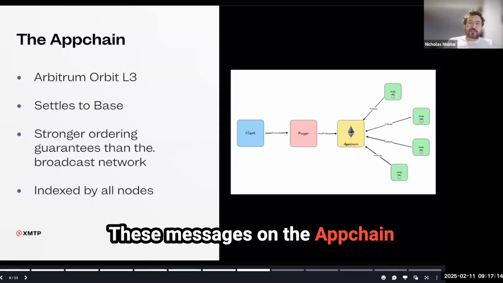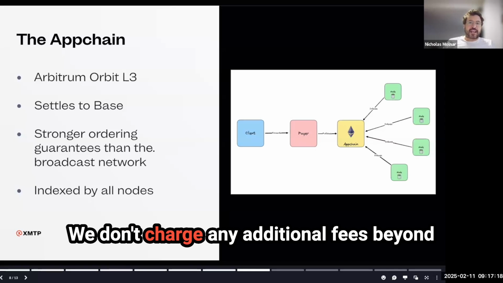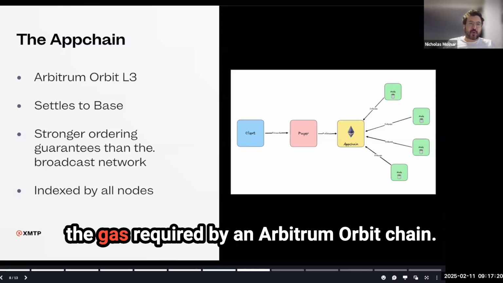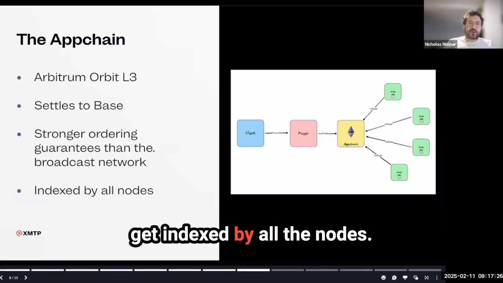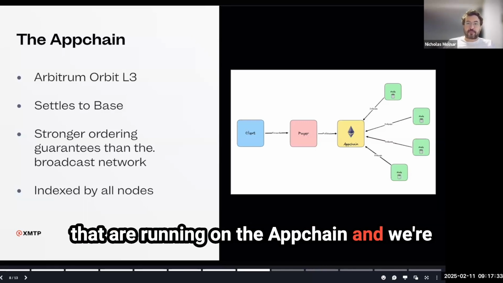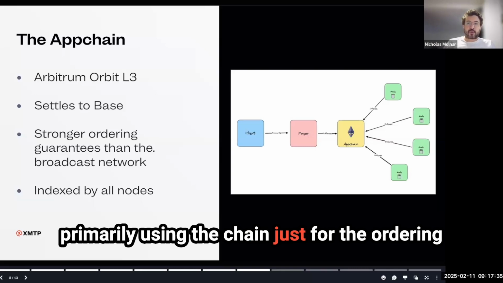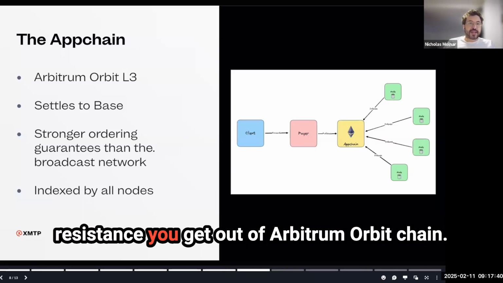These messages on the app chain are paid for just through gas. We don't charge any additional fees beyond the gas required by an Arbitrum Orbit chain. And they spit out events that get indexed by all the nodes. So it's actually very simple smart contracts that are running on the app chain. And we're primarily using the chain just for the ordering guarantees that you get and the censorship resistance you get out of Arbitrum Orbit chain.